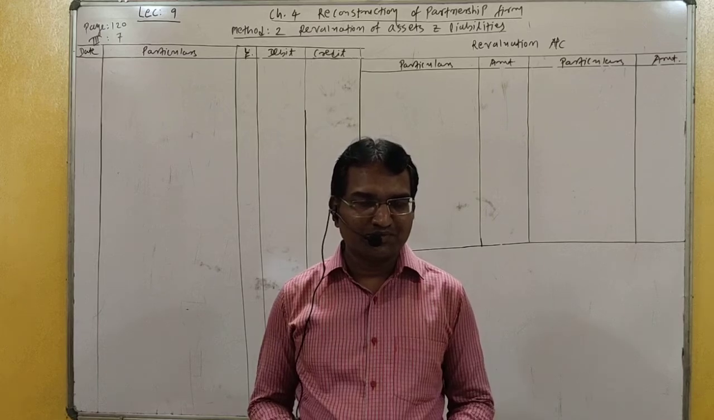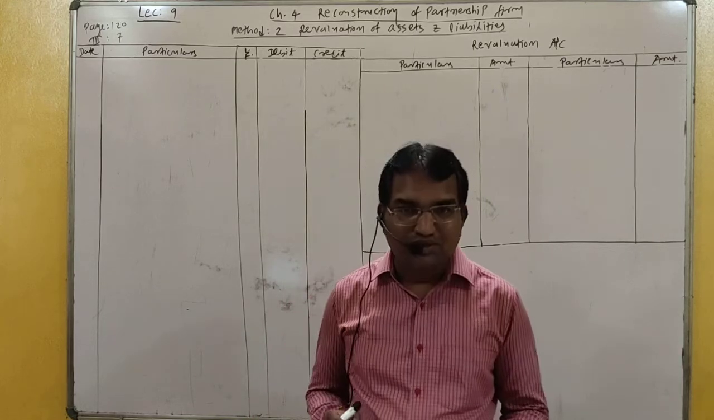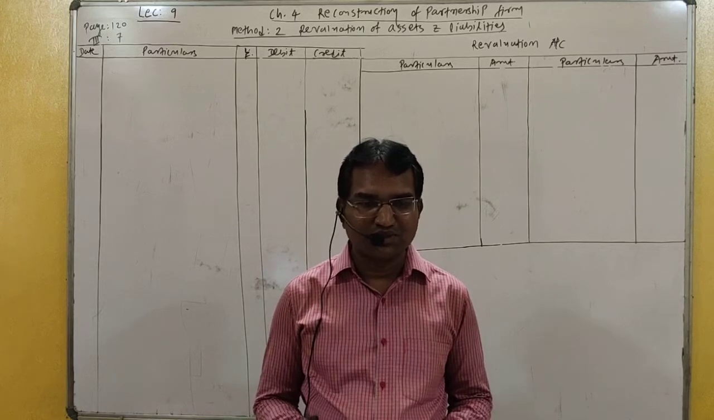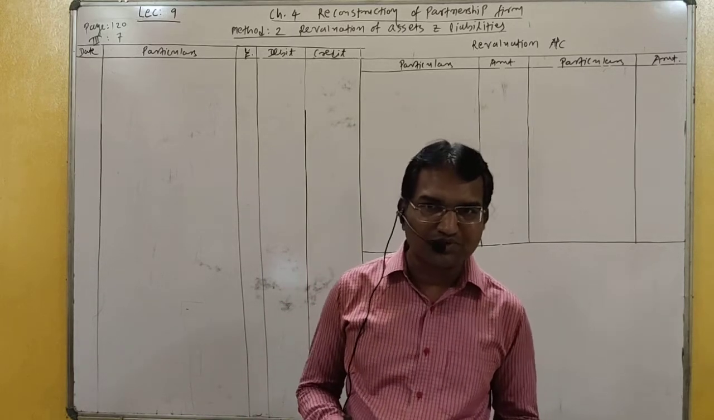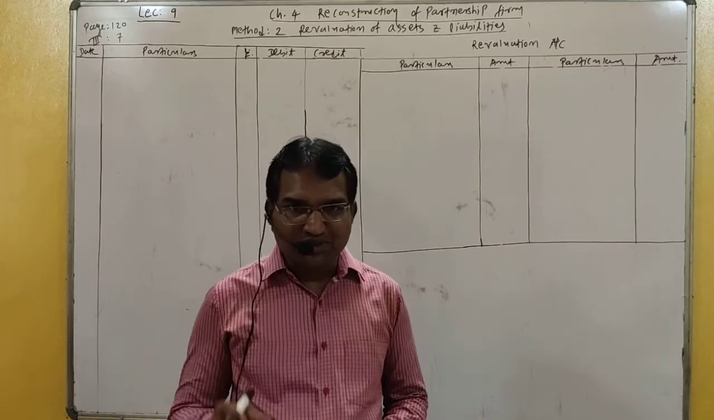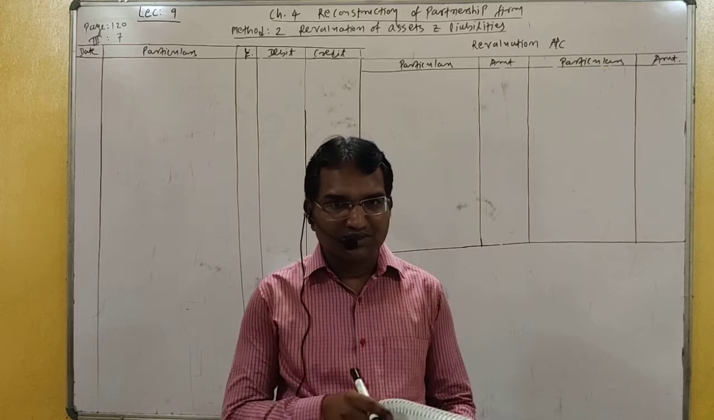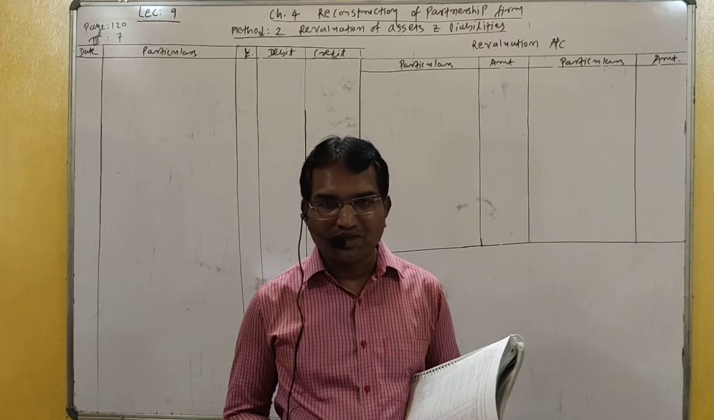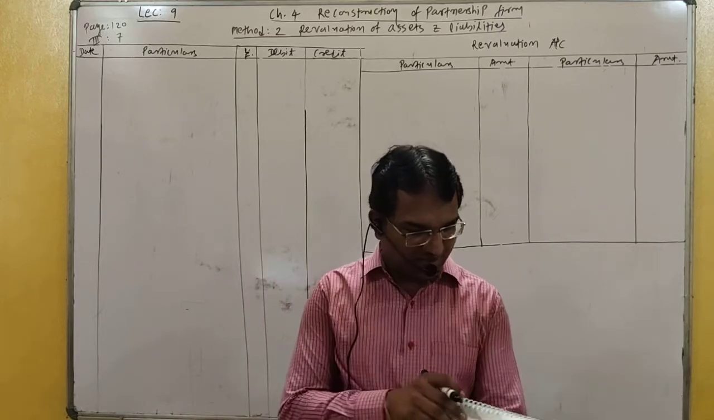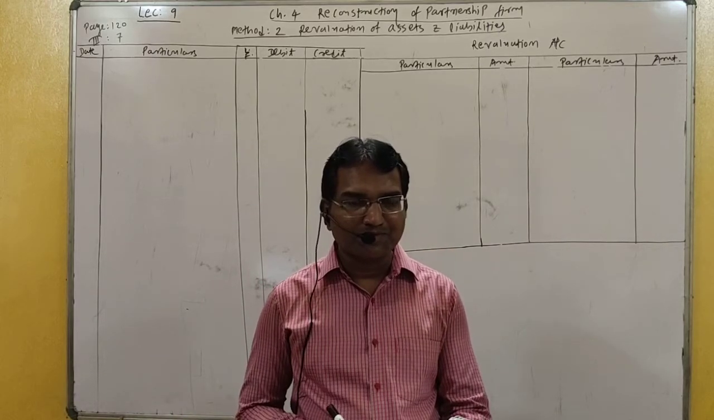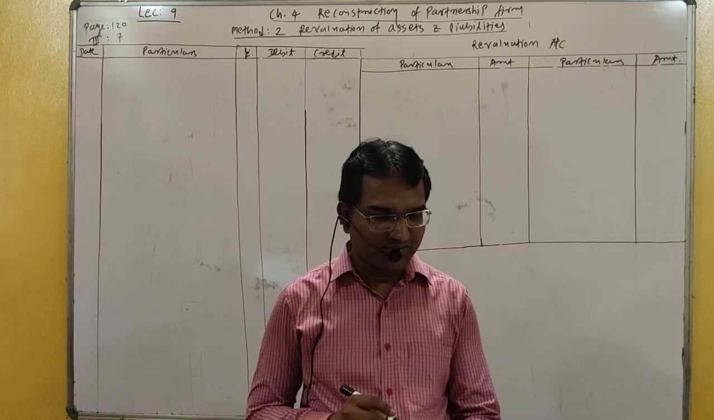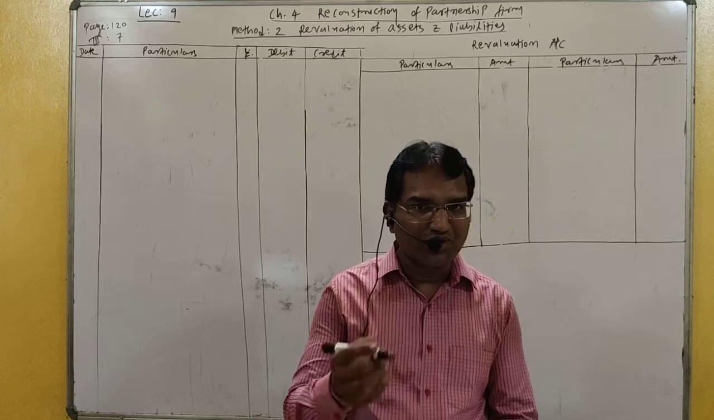Today we are going to solve illustration 7, which is given in our textbook page number 120. This illustration is similar to our previous lecture. In this illustration, one balance sheet and 6 adjustments are given, and you are asked to give journal entry and prepare revaluation account.